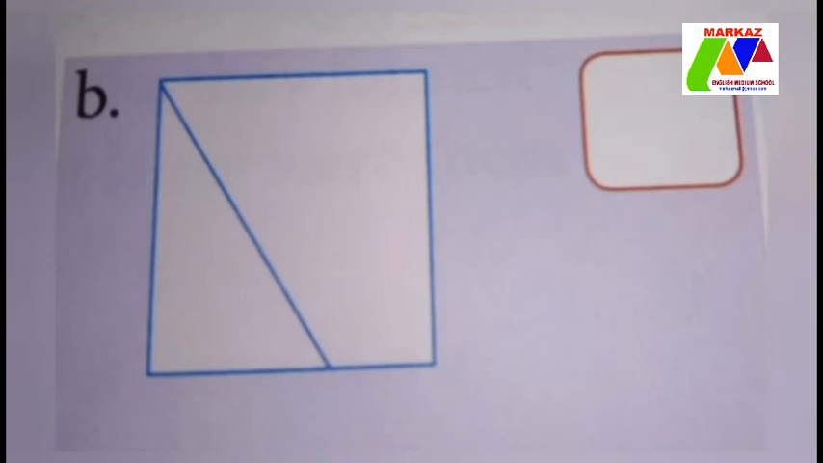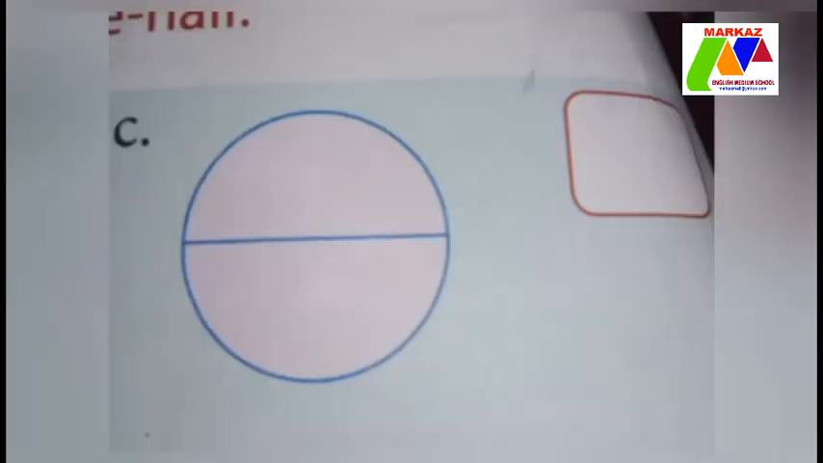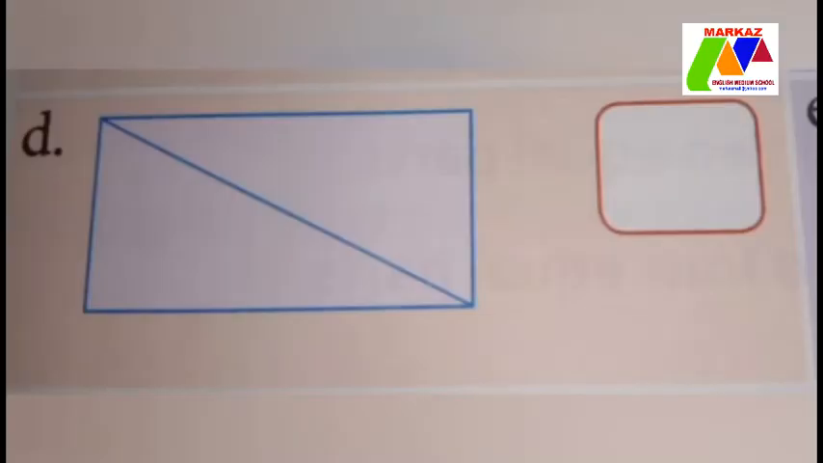Next, this square is divided into 2 parts, but it is not as equal parts. So, it is not a half. This circle is divided into 2 equal parts. So, it shows 1/2. So, put a tick here. This shape is also divided into 2 equal parts. So, it shows 1/2. So, put a tick in this box.